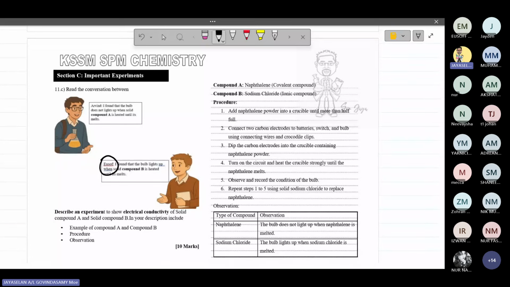Memang chemical bonding pernah keluar dalam section C. Dia suruh lukiskan dative bonding, hydrogen bonding. Tetapi eksperimen belum keluar lagi. Okay, electrical conductivity of ionic and covalent compound. Kena belajar. Yang mana belum pernah keluar saya dah letak.